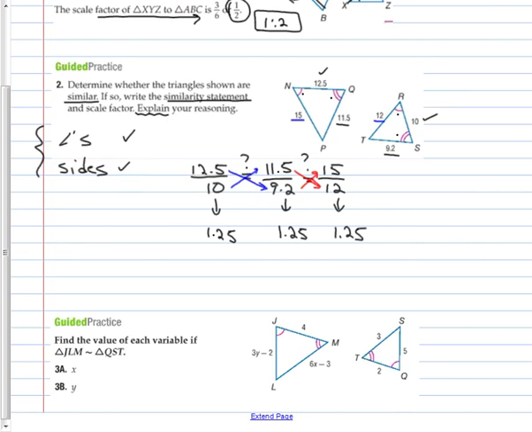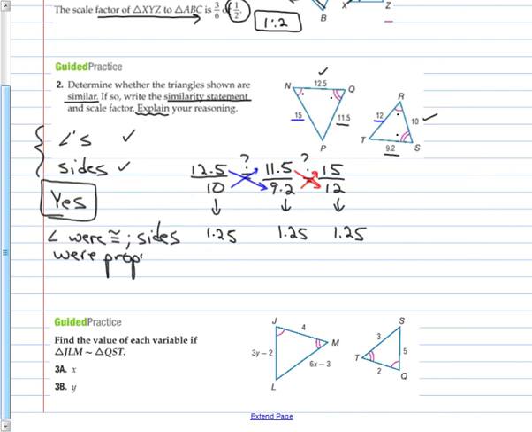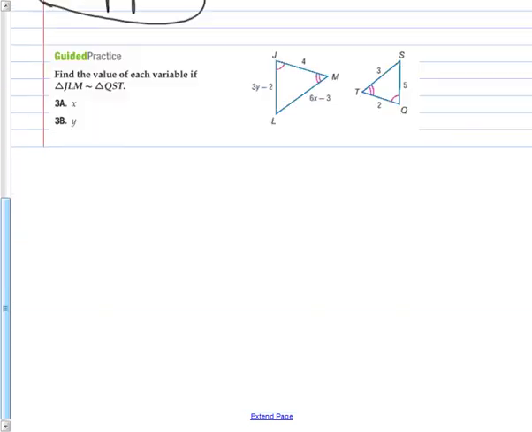They wanted us to answer, are they similar? We decided absolutely. And why did we decide that? Because the angles were congruent and the sides, what about the sides? Were proportional. So I need to know both of those, and if I know both of those, I know we have two similar polygons, in this case, two similar triangles.